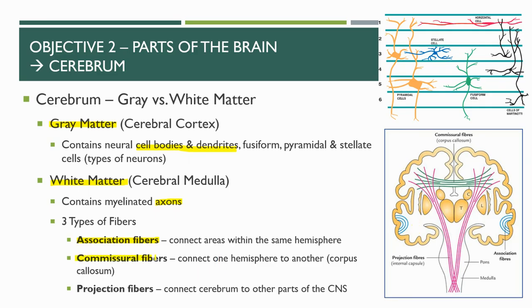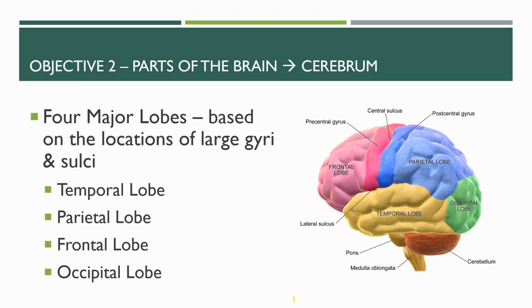You have your commissural fibers, and these connect the 2 hemispheres, and these are the type of connectors that you're going to find in the corpus callosum. You can see here's that corpus callosum in the picture, and that's where you find those commissural fibers. And then you have your projection fibers that connect your brain to the spinal cord and other parts of the central nervous system. So they connect the cerebrum to the brain stem, and the cerebrum on into the spinal cord.